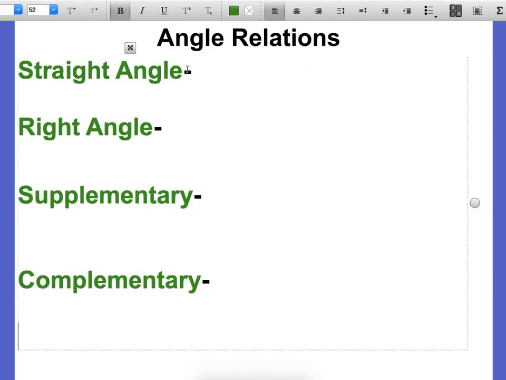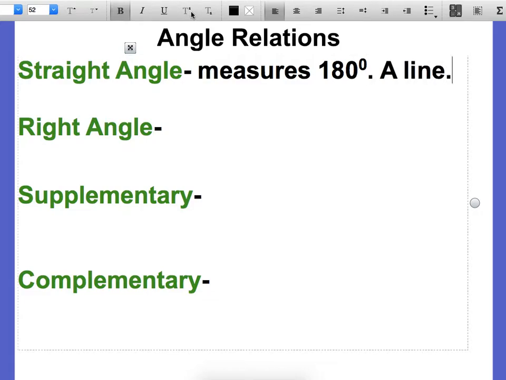Some things that we need to know are straight angle. So a straight angle measures 180 degrees. It's pretty much thinking about a line. In math, we think of it as a line. You might think of it as a straight line in general terms. A right angle measures 90 degrees.